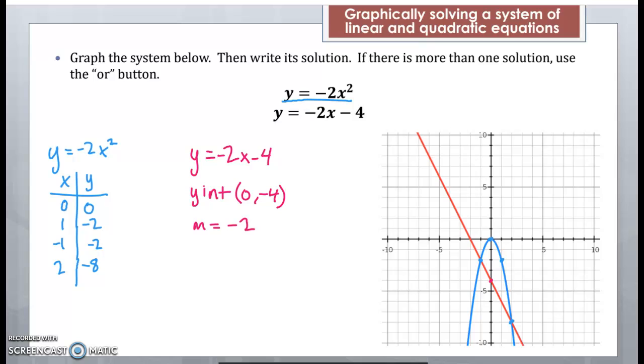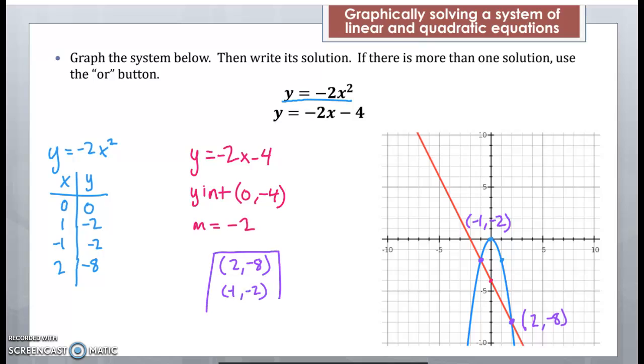Now, to determine the solutions for these, I need to find the points where they intersect, which happen to be here at these 2 points. Because of the way these functions intersect, they happen at these whole values 2, negative 8, and negative 1, negative 2. So our solutions to this are going to be 2, negative 8, and negative 1, negative 2.